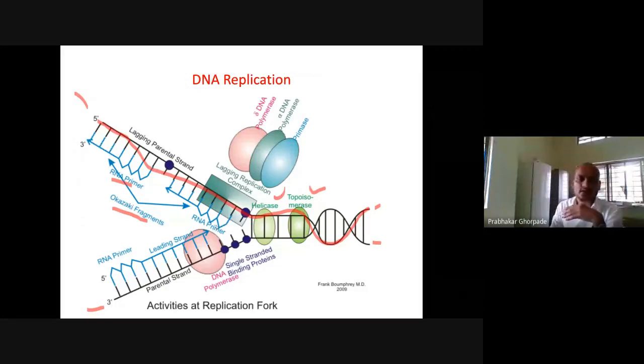Next, after the RNA primer is added with the help of the primase enzyme, we will need DNA polymerase. The primase is adding the RNA primer. The polymerase enzyme helps to add additional nucleotides onto the RNA primer. So these additional nucleotides will be added on the leading strand.